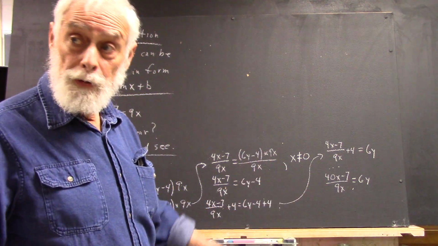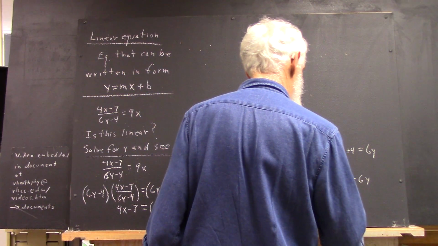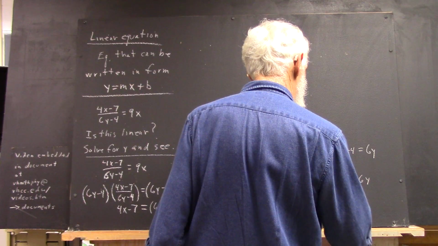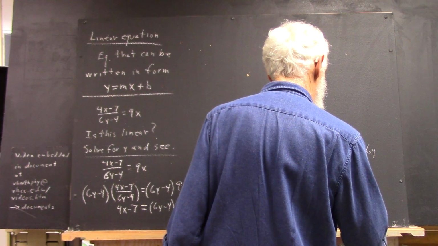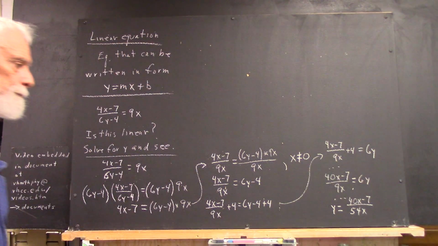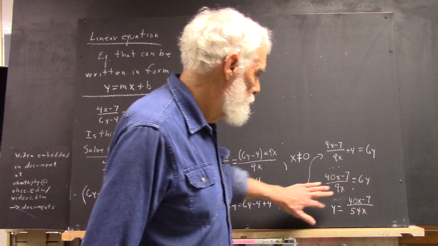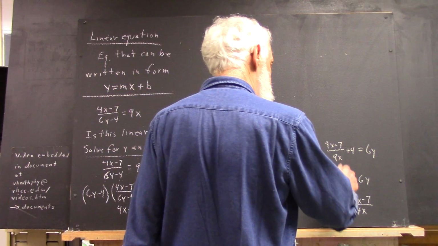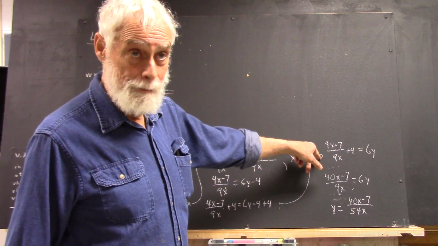Then we divide both sides by 6. Put a couple of dots here, because we don't want to. And we're going to get y equals 40x minus 7 over 54x. Where'd you get the 40? Huh? Where'd you get the 40x? In these dots, common denominator, add them, and that's what you're going to get.